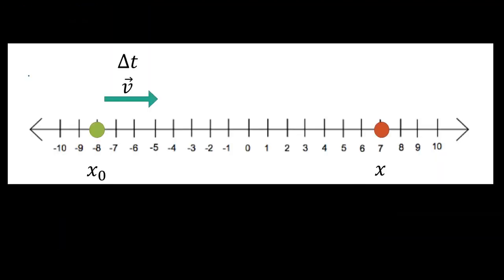And I like to show this on a motion diagram type thing as well. So let's say we have an object that starts with an initial position of -8 meters. That's where it starts. And it is going to move to the right with a certain velocity.